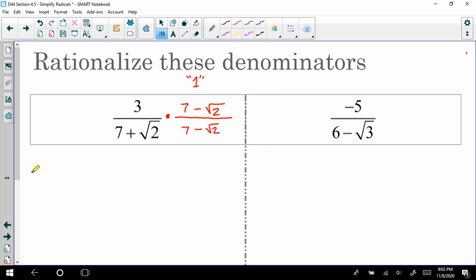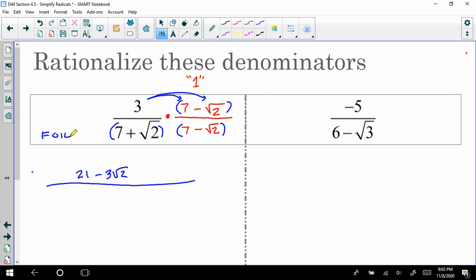From here, I am going to be distributing the 3 in the numerator, so that is 21 minus 3 square root of 2, all over. Notice my use of parentheses that I'm using in this problem to help me correctly multiply. Down in that denominator, we FOIL. So 7 times 7 is 49. 7 times a negative 2 is negative 7 square root of 2. Then in the inside terms, we have positive times positive, so plus 7 radical 2. And then the last terms, positive times negative, so that's a negative. Radical 2 times itself is just 2.